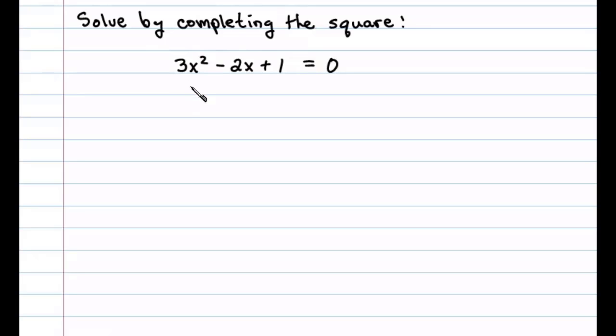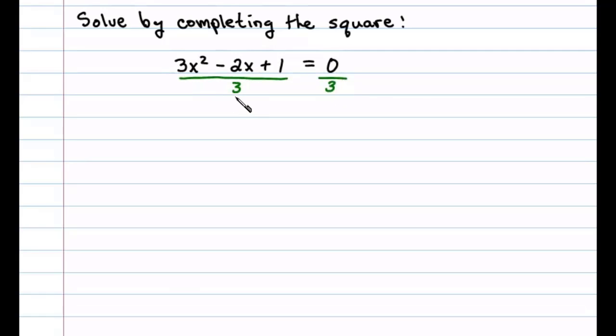Here we're asked to solve this quadratic equation by completing the square. Now the first thing I notice is that the leading coefficient here is 3. We need that to be a 1. So let's begin by dividing both sides by 3.